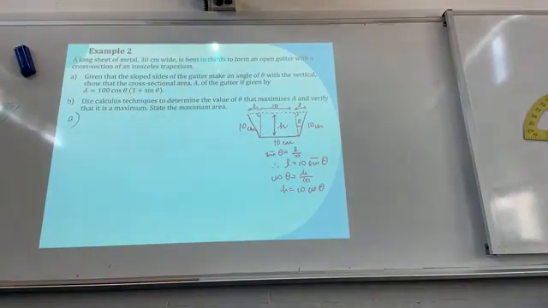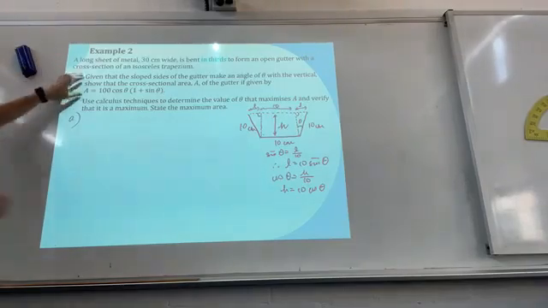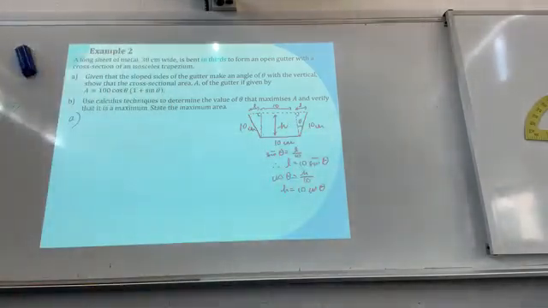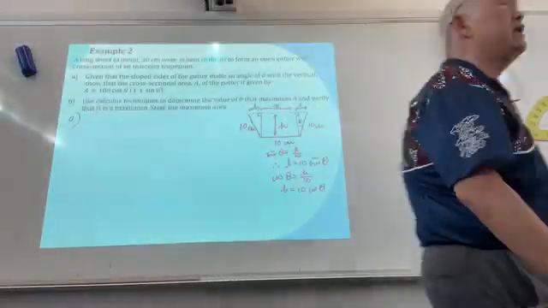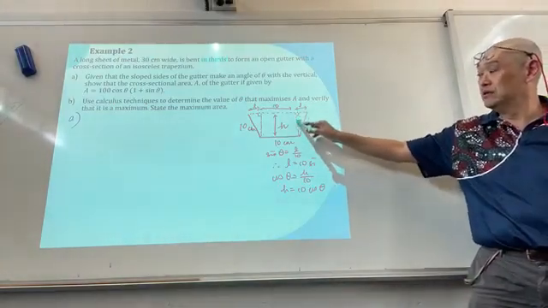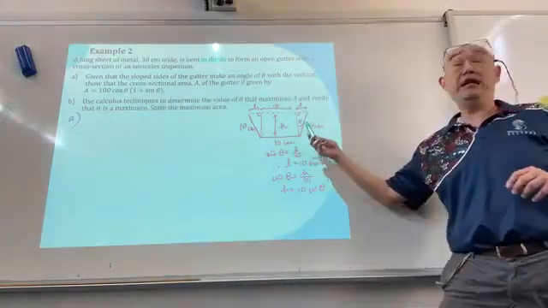What I've done here, it says given the slope side of the gutter makes an angle of theta. So there's theta, both these slope sides with the vertical. Show that the cross-sectional area of the gutter is given by A equals 100 cos theta (1 plus sine theta). When you draw a diagram like this, you need to think about how you're going to relate this to h or to theta. Here, you want everything in theta.